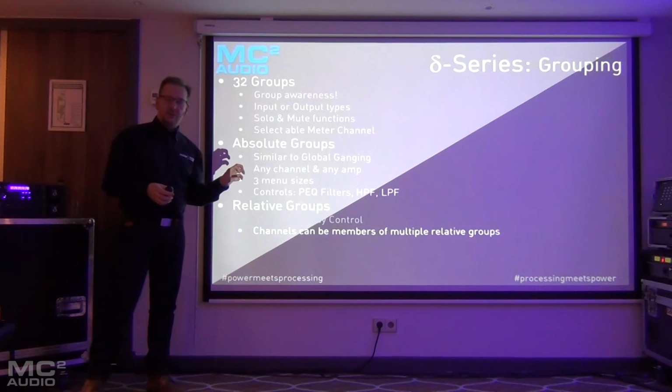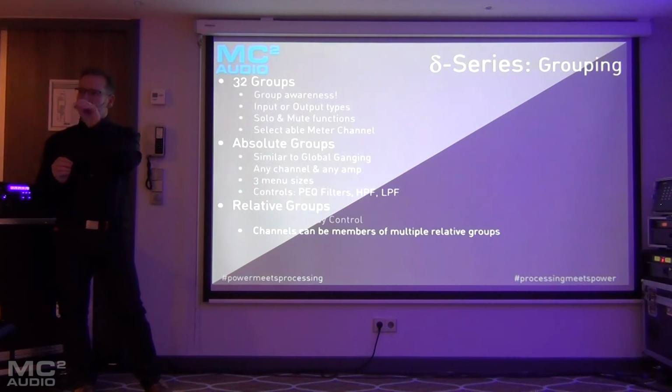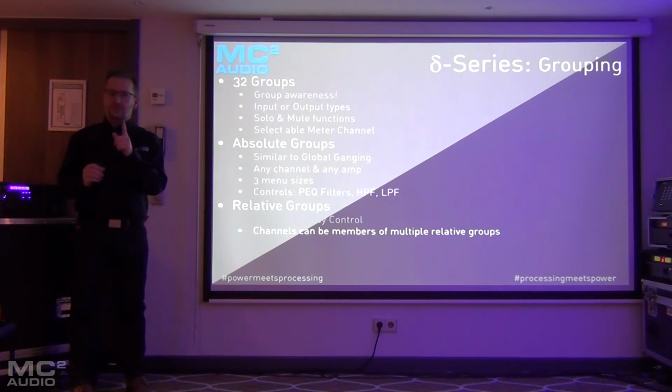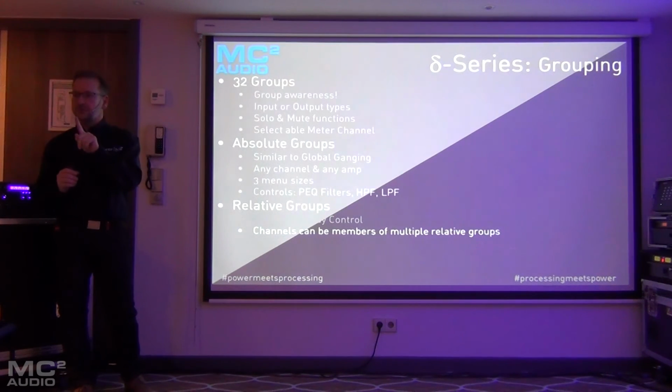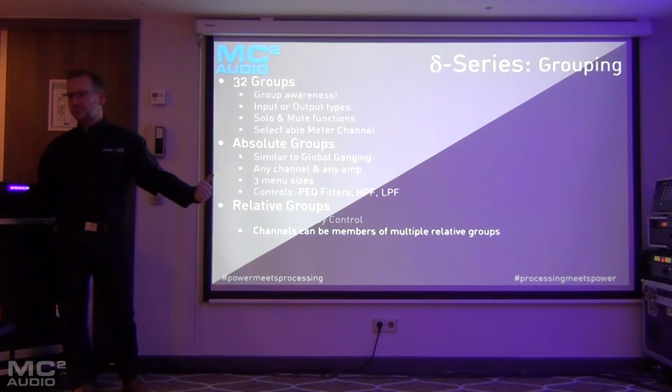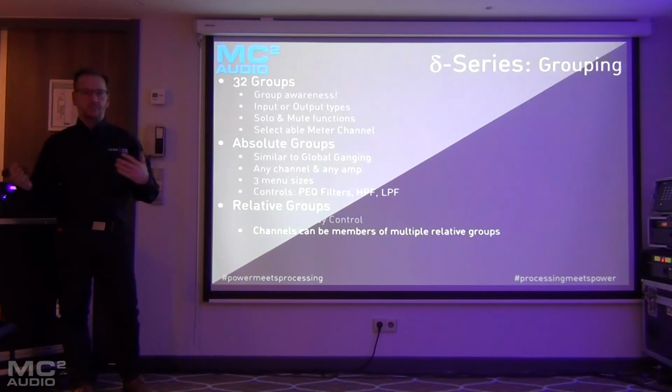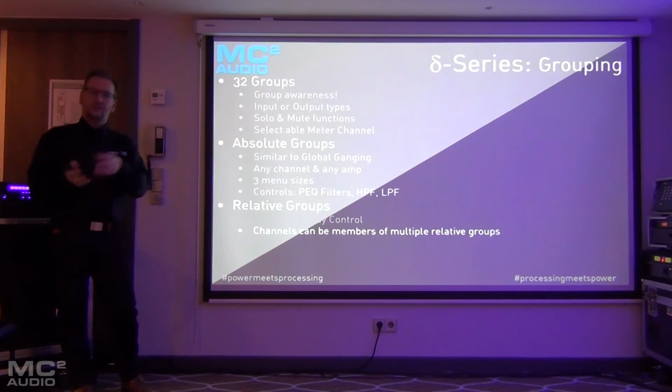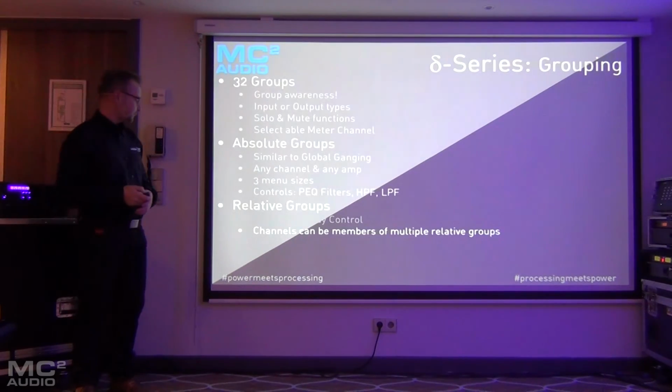In relative groups, channels from Delta amplifiers can be members of multiple groups at the same time. With absolute groups, a channel can only be a member of one absolute group at a time. But with relative groups, they can be members of multiple groups all at once. So, for instance, if you had an array of sub-speakers with flown centres, sides, they could all be in multiple groups, and treated as individuals, and then basically all of the values are accumulated together and then sent to the amplifier.